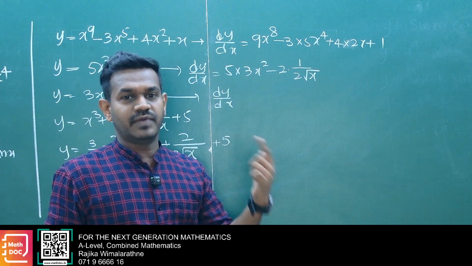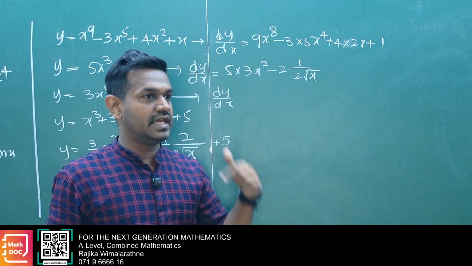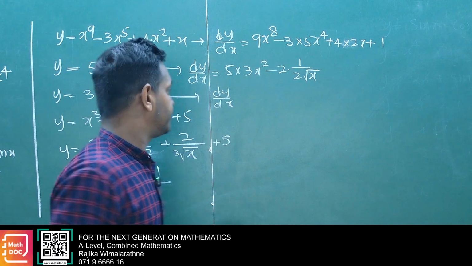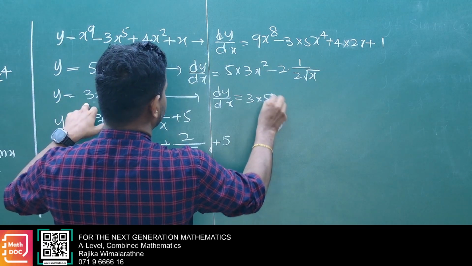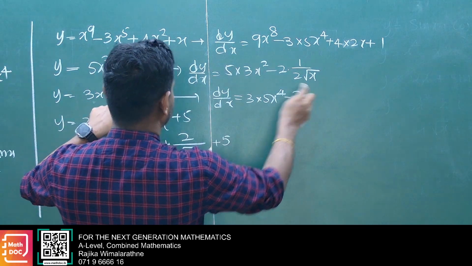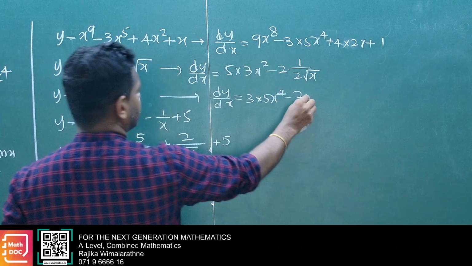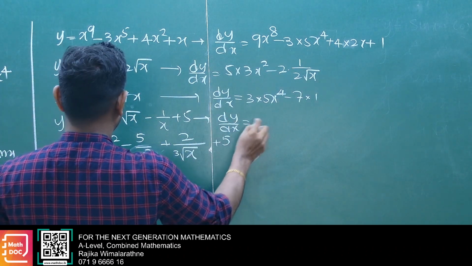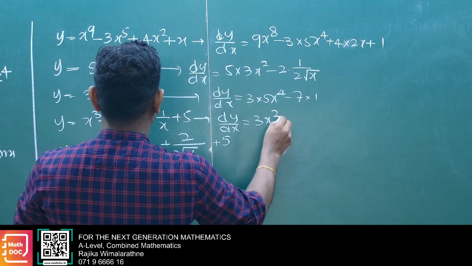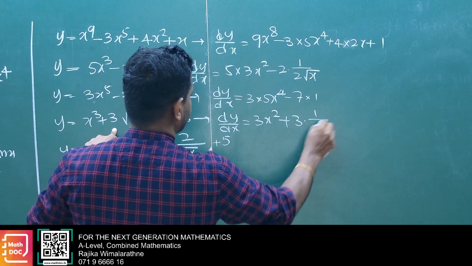1 over x derivative is minus 1 over x squared. X derivative say 1. Okay. Then here 3 x to the power 5, 5x to the power 4. Here 7x derivative 7 times 1. Here dy by dx, 3x square, root x derivative 1 over 2 root x.